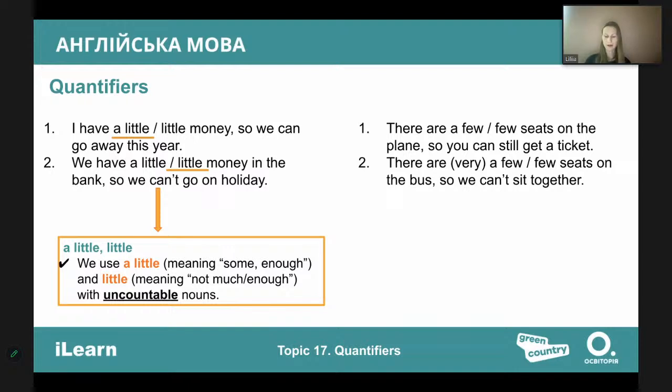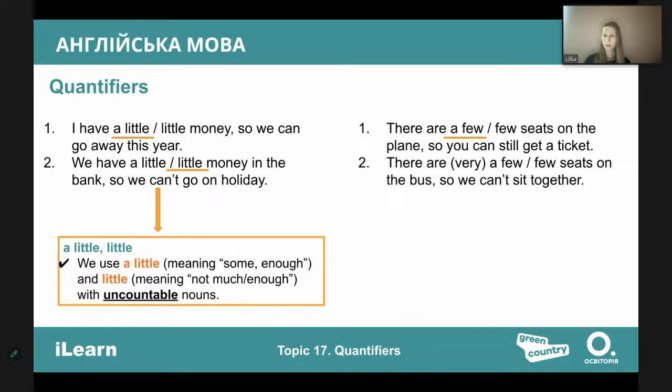So few or a few? You think it's few. Oops. It's a few. You can still get a ticket, ти все ще можеш купити квиток. So there are a few seats. Там є ще трохи місць, лишилося. So it's a positive meaning. You can still go there.